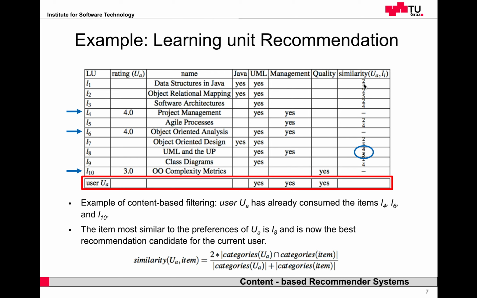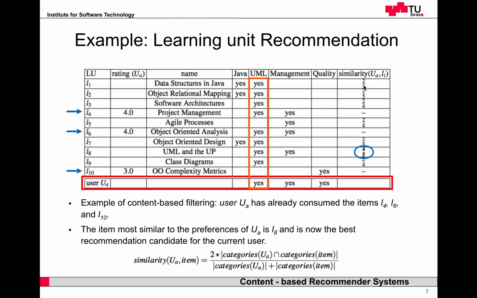The number of overlapping categories between the user profile and this unit is 1. Therefore, in the upper part, we multiply 2 by 1, and we get 2. In the bottom part, we sum the number of categories of the user profile and the number of categories of the learning unit L1. Then we have 3 plus 2, and we get 5. Consequently, the similarity between the user UA and learning unit L1 is 2 divided by 5.